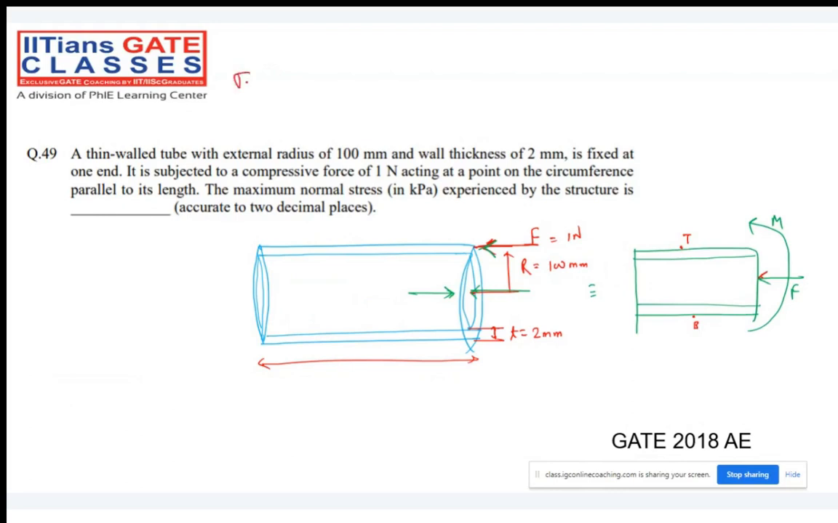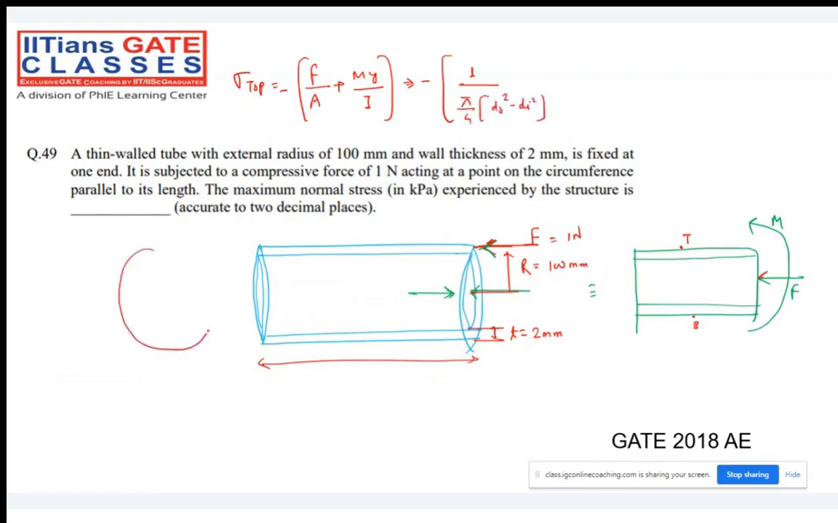So sigma top, we can write force divided by area plus My by I, but all will be negative, right? So minus of F, we know 1 Newton they have given, divided by area. What is the area, my dear friend? On which particular area has this load been applied? Pi by 4 into D naught square minus Di square. This will be the circular cross section, hollow circular cross section, my friend. And if you just see that, this will be Di. This will be D naught.